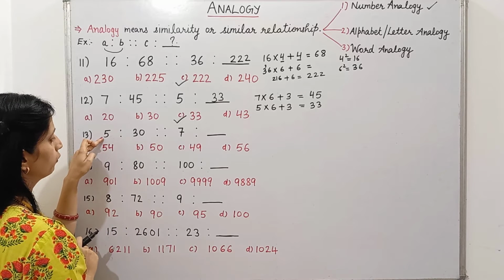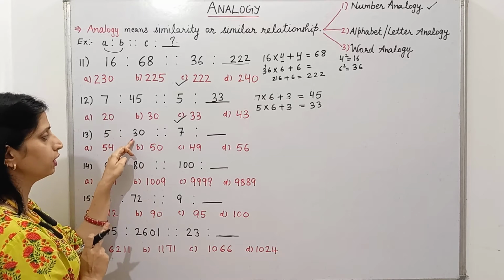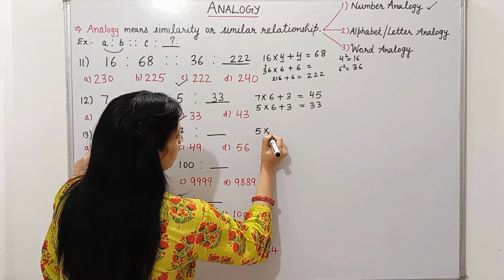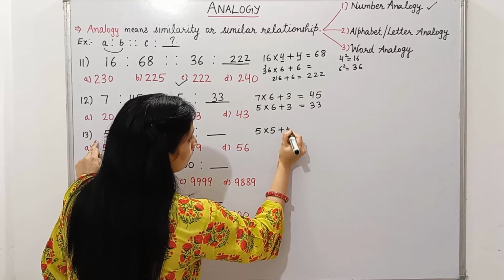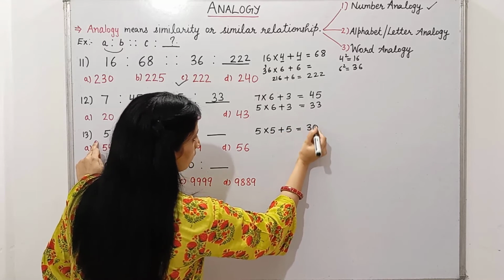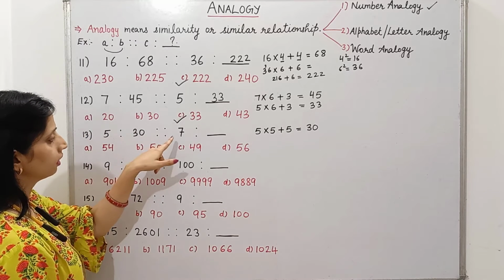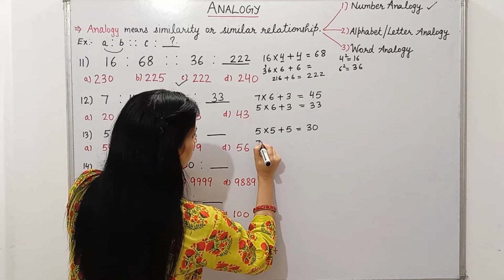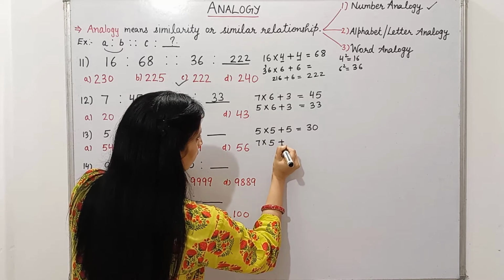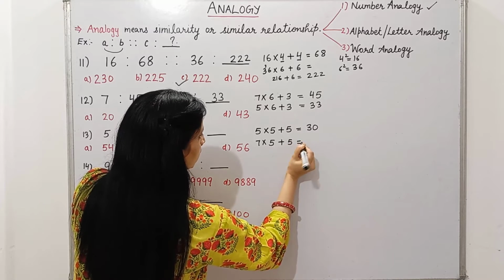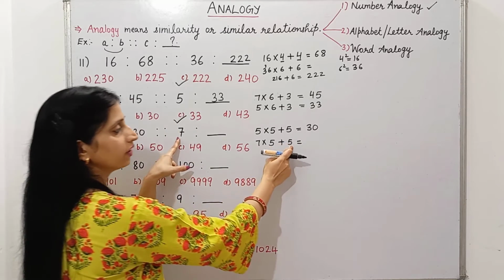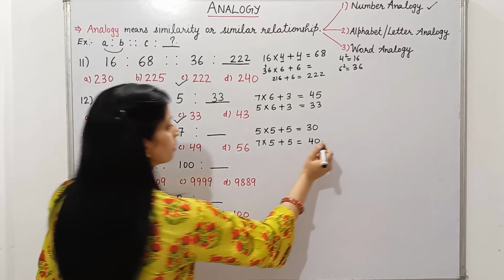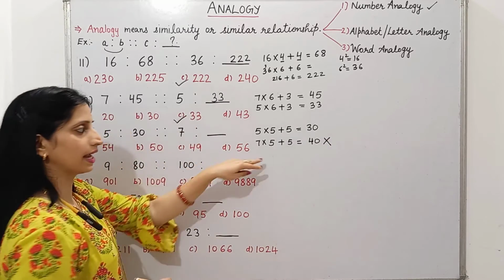5 multiplied by 5 is 25, and if we add 5 to 25 we get 30. So let's check: 5 multiplied by 5 is 25, plus 5 is equal to 30. Similarly, if we multiply 7 by 5 and add 5, what will we get? 7 fives are 35, 35 plus 5 is 40. But 40 is not an option here.